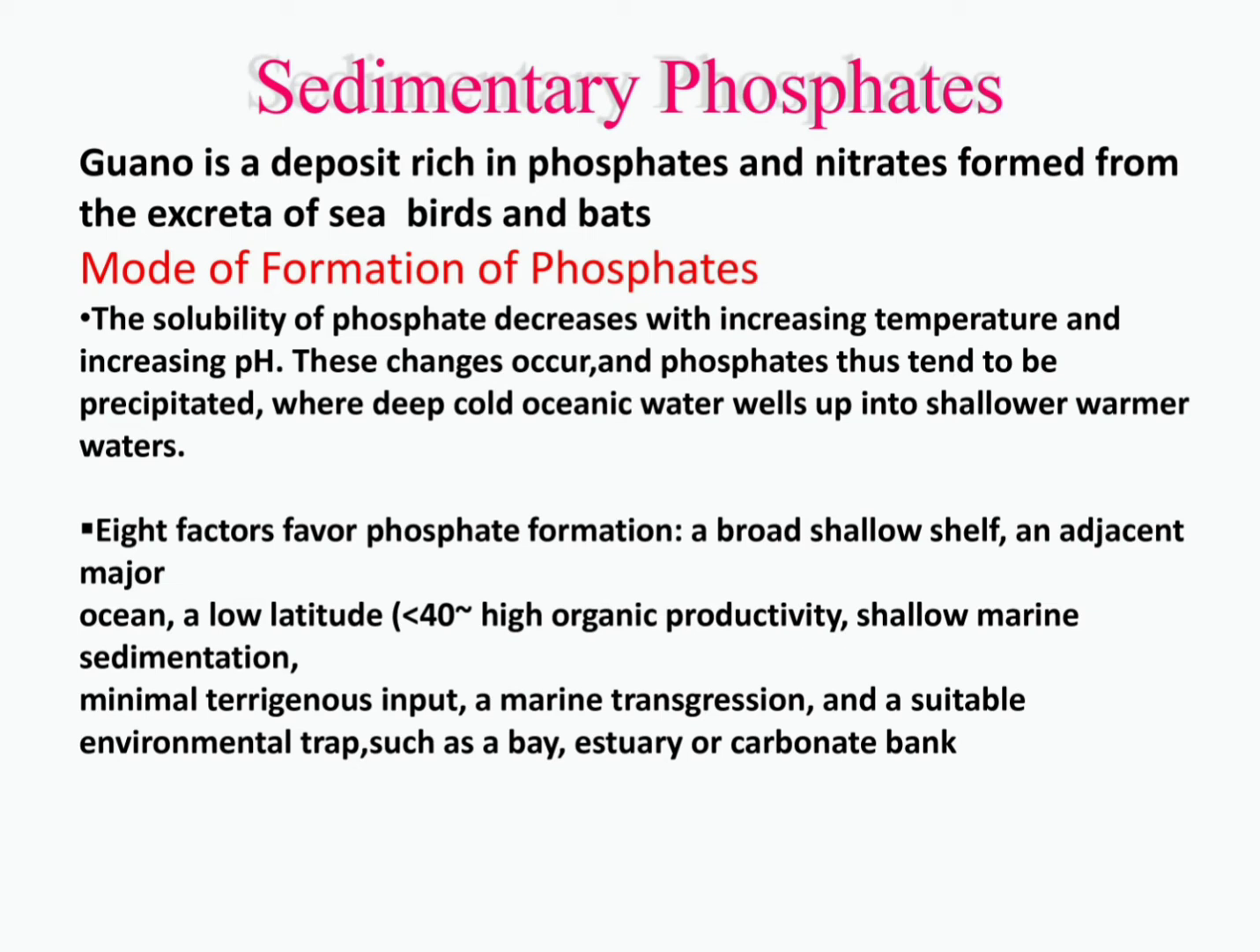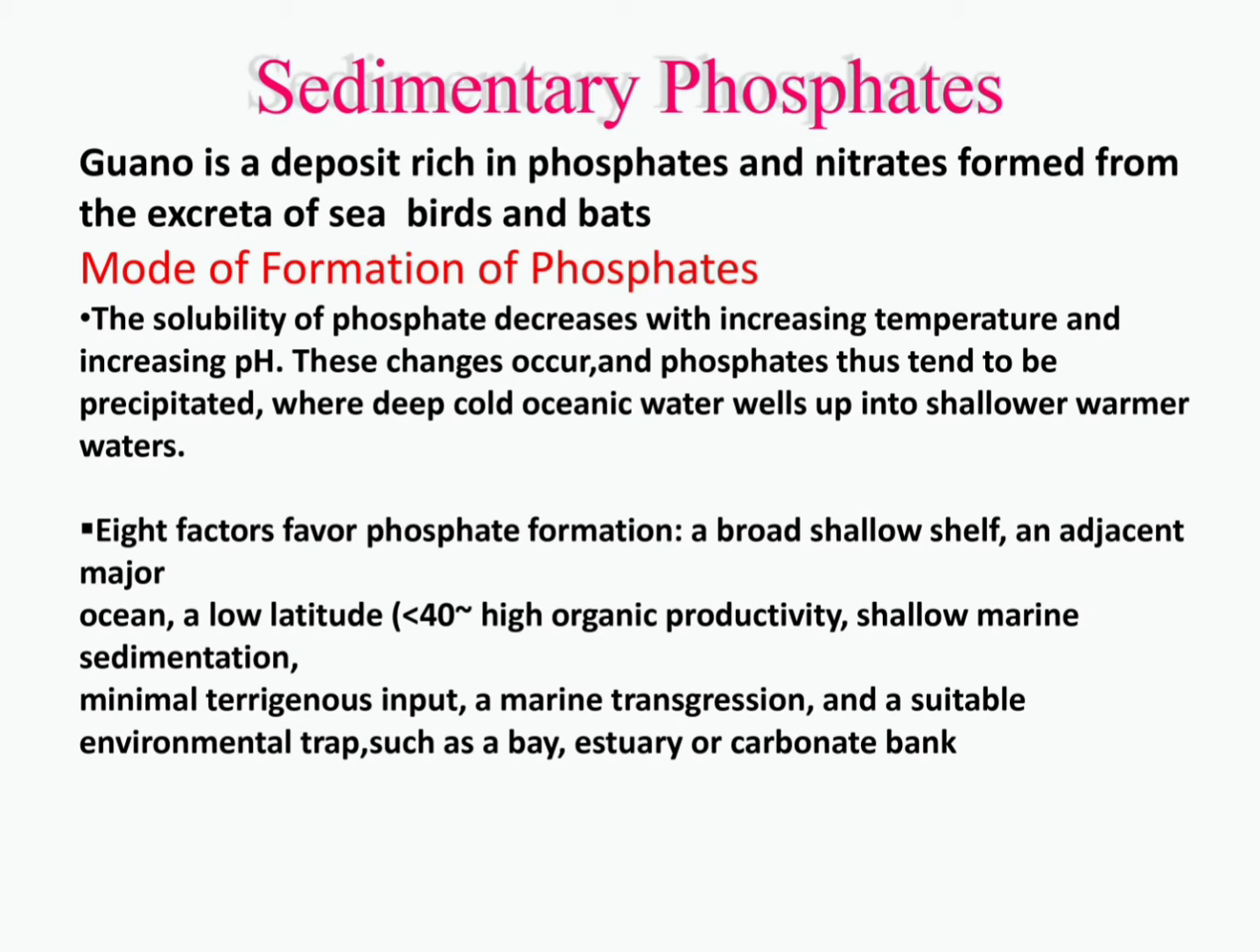So these changes occur and phosphate thus tends to precipitate where deep cold oceanic water upwells into the shallow warmer water. So you will see the phosphate deposit where upwelling took place, meaning the water from deep below comes out to the surface. At that point you will see phosphate abundance.